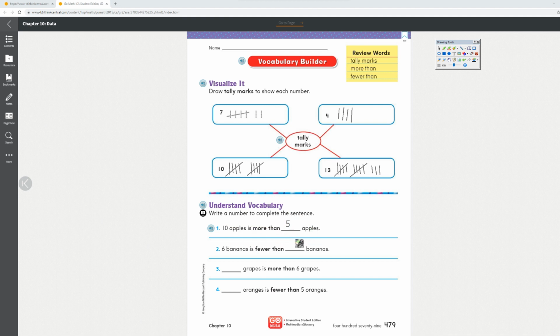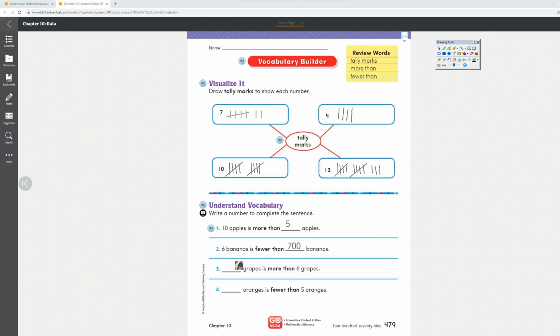So 6 bananas is fewer than 7 through an infinite amount of numbers. You can go all the way to 100. You can put 700 bananas. So 6 bananas is fewer than anything above the number 6.